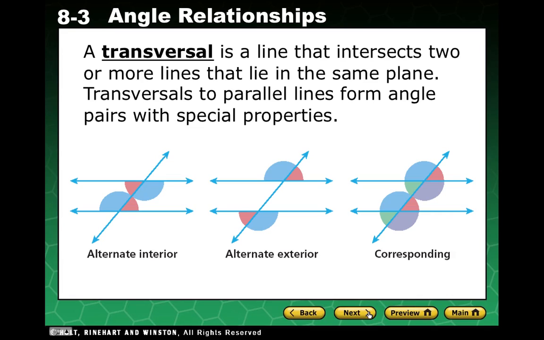Alternate exterior, so the outside, alternate exterior angles are congruent to each other. Again, the pink ones and the blue ones.